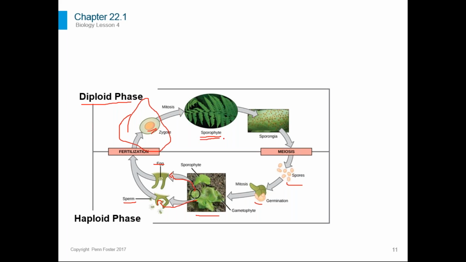So that grows into an entire plant that has two sets. So the entire sporophyte is diploid. It has two sets of chromosomes. And it creates spores that each only have one set of chromosomes, and then it goes through the process. Those spores grow and germinate and become the gametophyte. And this just keeps going over and over and over.